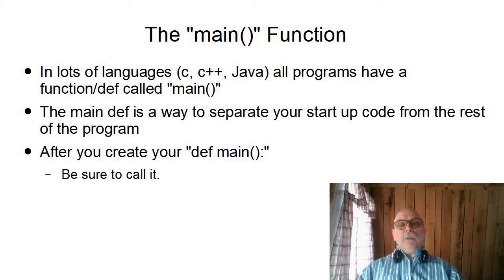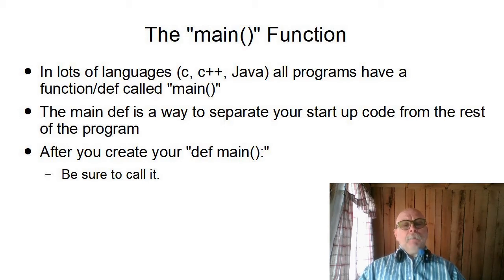The main function. A lot of programming languages like C, C++, and Java, all programs have a definition called main. Usually it has no arguments, but sometimes it does. This is the place where your C program will start to execute. You don't have to call it, it just starts there in the main function.